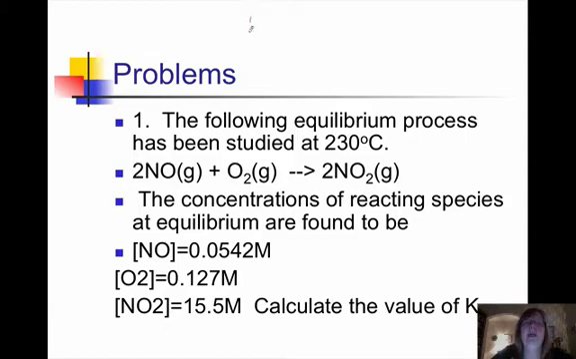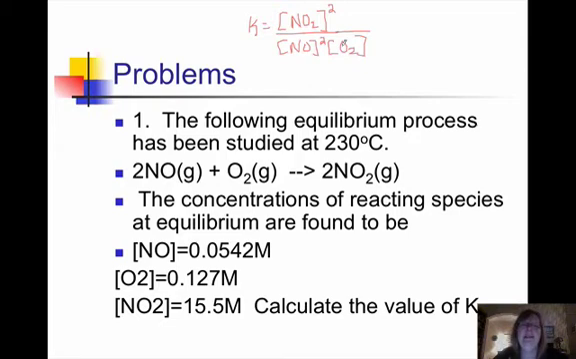So I'm going to go up here. The K expression is equal to the product: the concentration of NO2 squared divided by the concentration of NO squared times the concentration of O2. Okay, so that's my K expression.